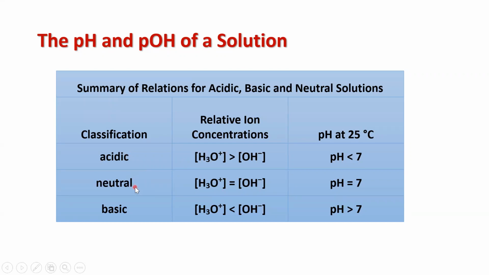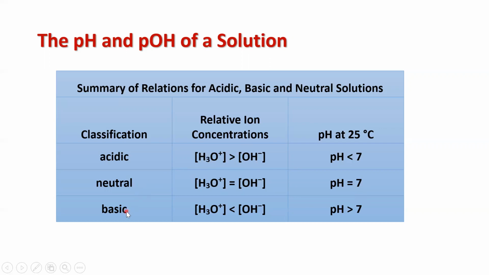If we're looking at a neutral solution, the concentration of hydronium equals the concentration of hydroxide. And we already calculated that the hydronium ion concentration in a neutral solution is 1 × 10⁻⁷. So the pH is 7 for a neutral solution.